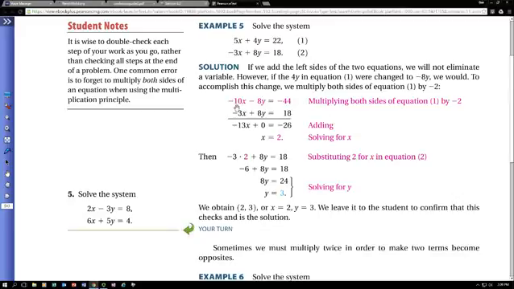This is an equivalent equation. All the solutions to this equation are exactly the same as the solutions to this equation, because I just used the multiplication principle and I did it correctly, right? Well, now I have additive inverses here. This will add up to 0.